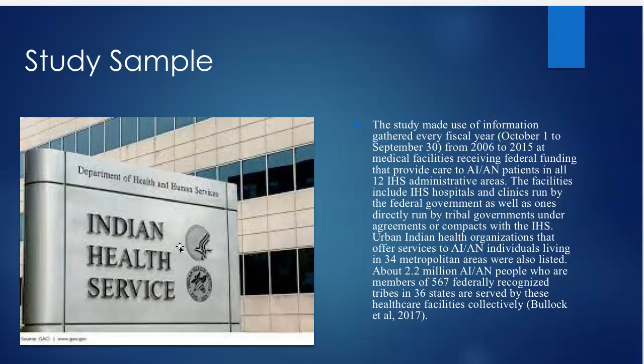IHS hospitals and clinics run by the federal government, as well as ones directly run by tribal governments under agreements or contracts with IHS. Urban Indian health organizations that offer services to AI/AN individuals living in 34 metropolitan areas were also listed. About 2.2 million AI/AN people who are members of 567 federally recognized tribes in 36 states are served by these healthcare facilities collectively.